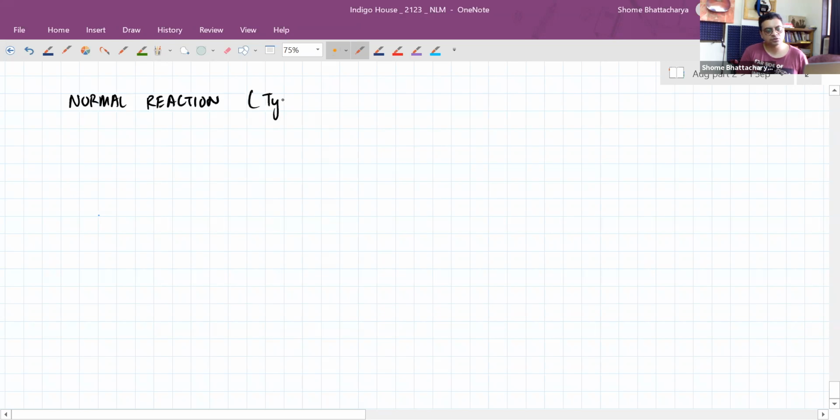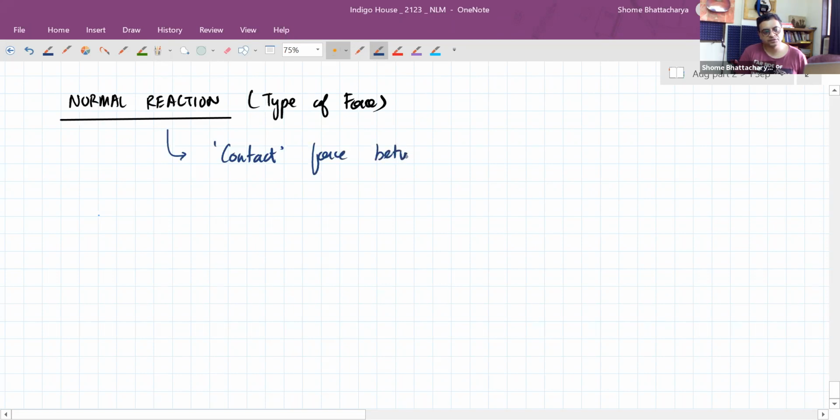It's a type of force. So basically, what is normal reaction force? It is a contact force between any two surfaces pressed against each other.